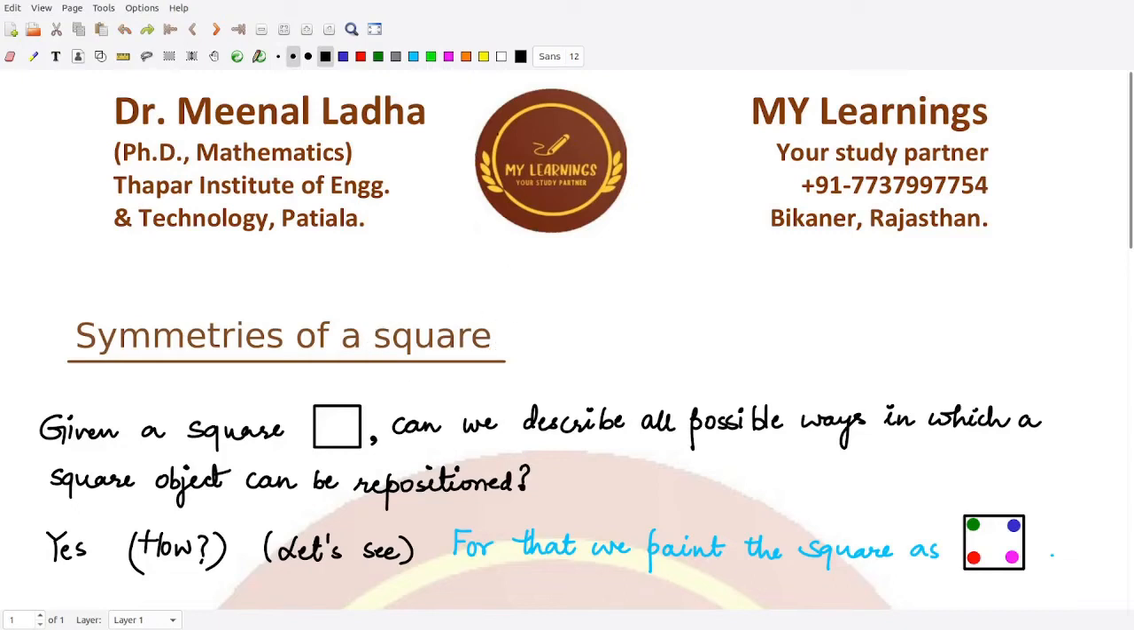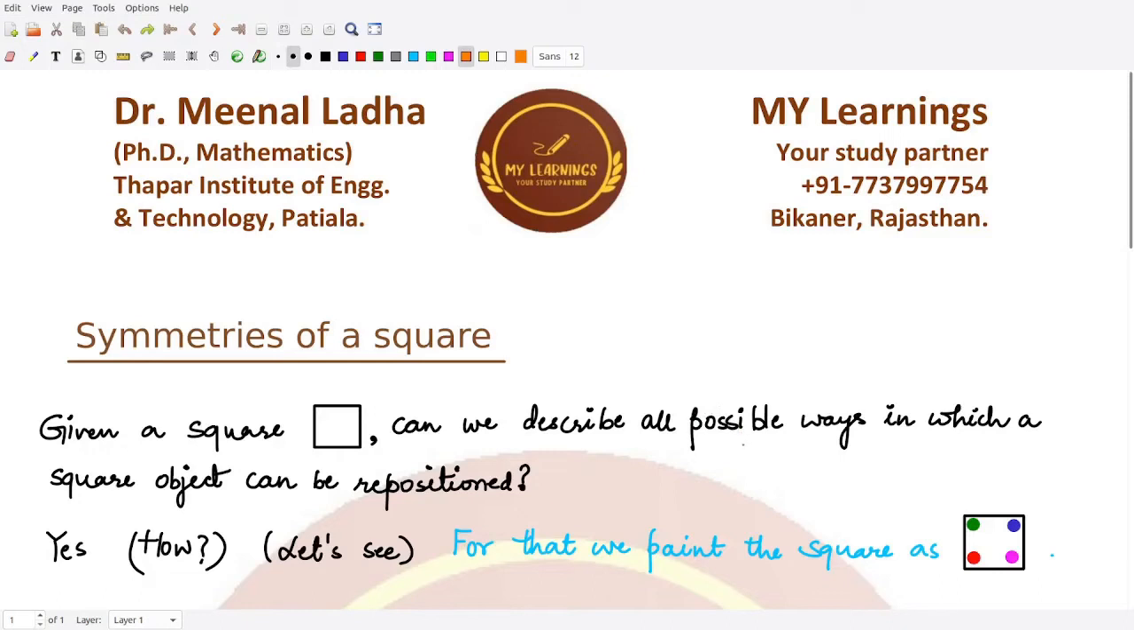Suppose you are given a square, correct? Suppose this is the given square. Now how can we describe all possible ways in which this square object can be repositioned? Can we place it like this, or like this, or like this, so that a different position would give you a different way to represent this square object? So can we have different ways in which we can reposition it? The answer is yes.